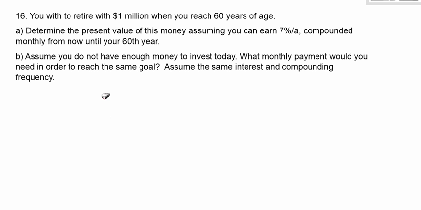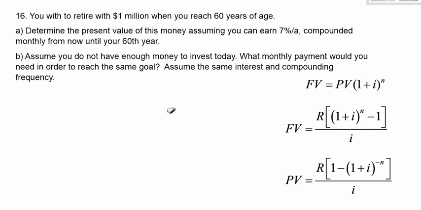Okay, so we're obviously going to need to talk about some financial equations. So here they are. When it says determine the present value, what we're going to do is assume that we will put a certain amount of money into an account and come back in when we're 60 and spend $1 million.